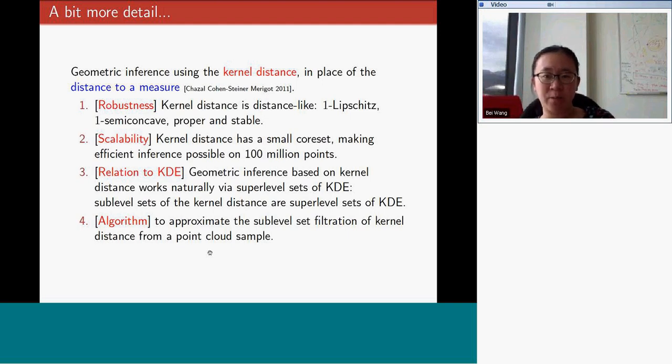First, we claim that it has a small coreset construction, and there is a separate paper that shows that you can start from 100 million points and construct the corresponding kernel density estimate and kernel distance, and still enjoy nice properties. The second is that a super-level set of the kernel density estimate corresponds to the sub-level set of the kernel distance. We have an algorithm that can approximate the sub-level set filtration of kernel distance on a point cloud sample.